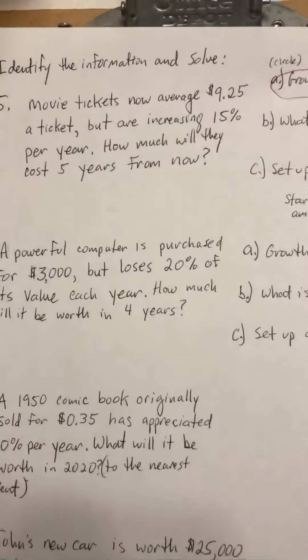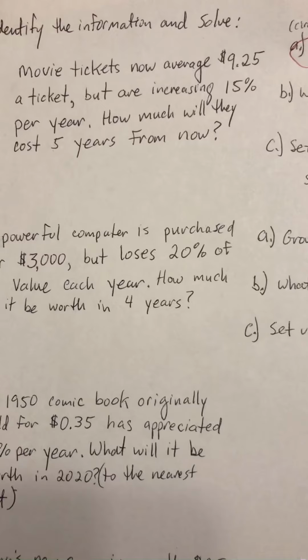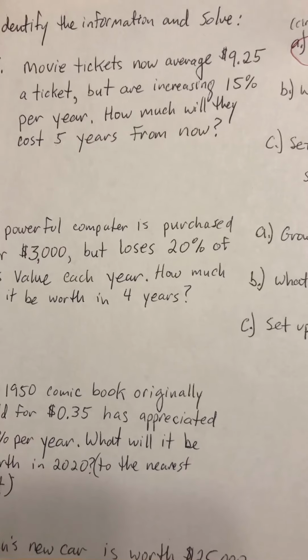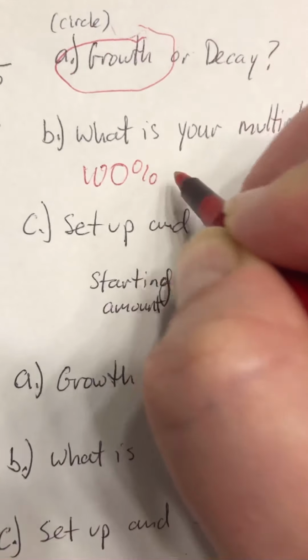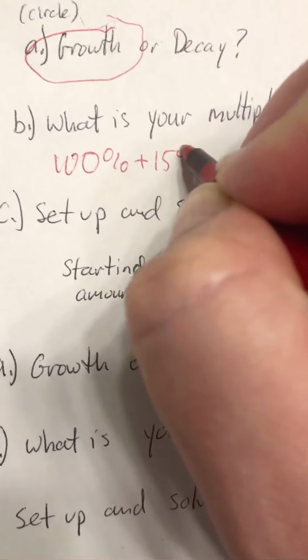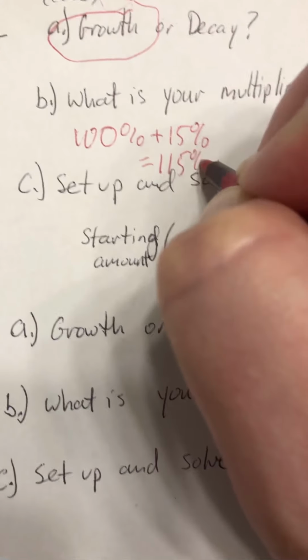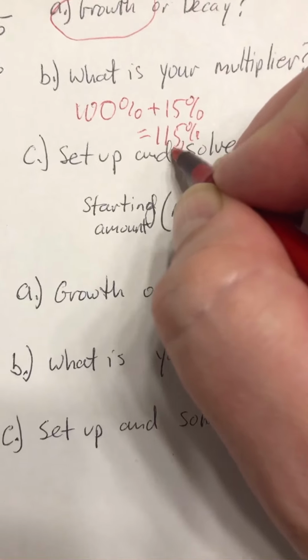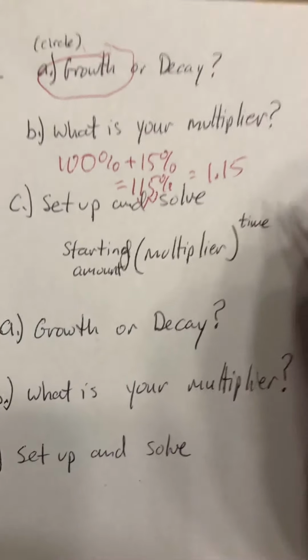For part B, it says, what is your multiplier? Well, the multiplier is how it's growing, so that's 15%. So I take 100%. Let me scoot that over this way so you can see it. And then we add 15%, and that gives us a grand total of 115%. So to get our multiplier, we move the 2 decimal places over, and we get 1.15 for that number.